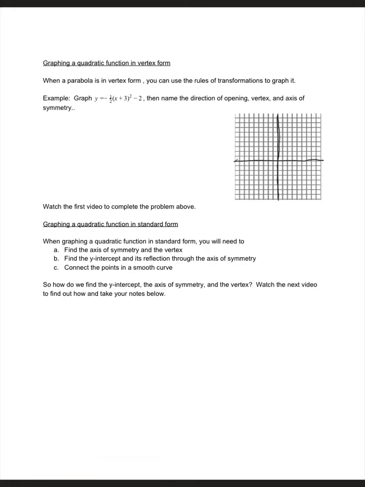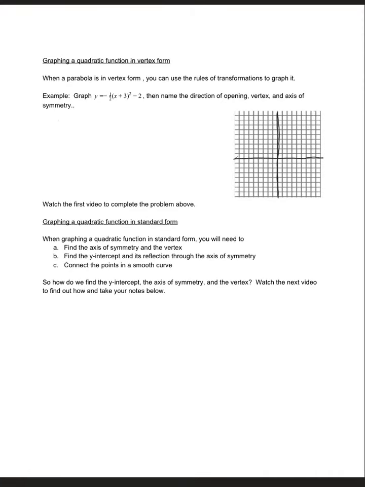Okay, so let's talk about how to graph quadratic functions in vertex form. The first thing you're going to need to do is graph the parent graph, which is y equals x squared. We've got a t-chart for that: -2, -1, 0, 1, 2, and then 4, 1, 0, 1, 4. We talked about that in the last chapter.